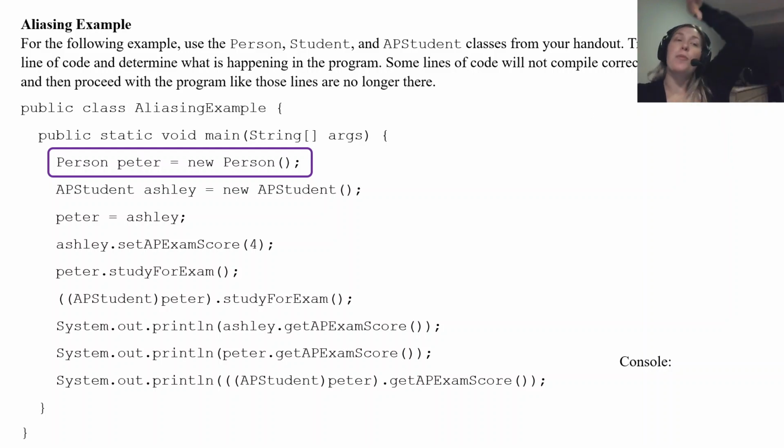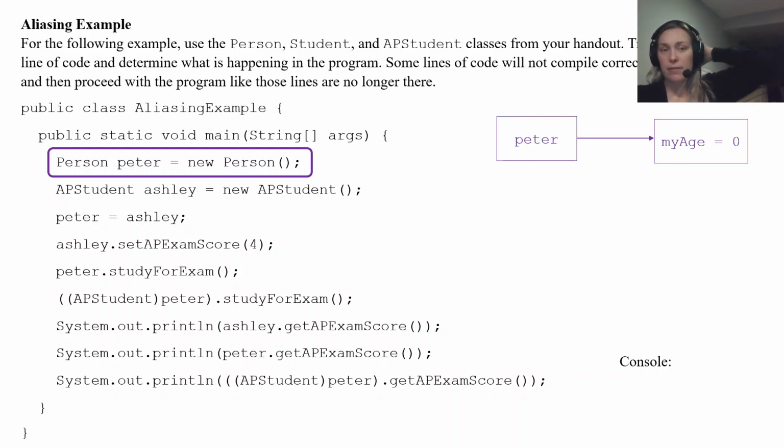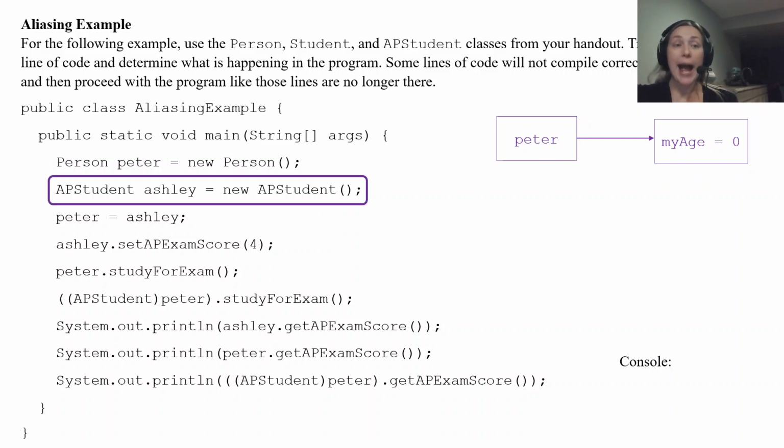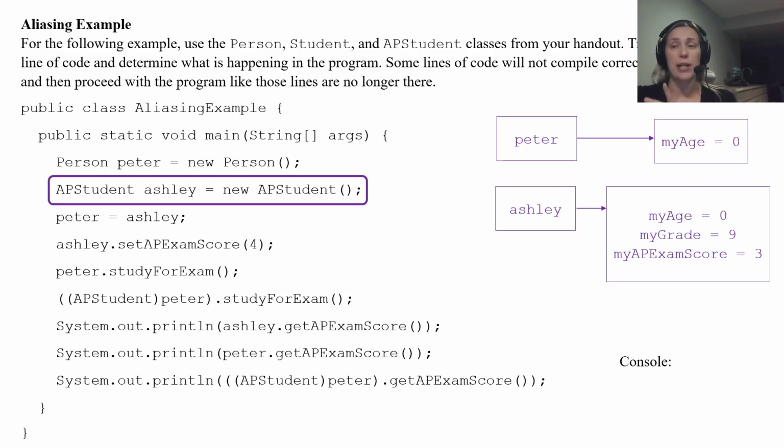Person Peter equals new Person. We love it. This is what happens in memory, right? So if you're a visual person, this is perfect for you. Peter is a new person. My age equals 0. Ashley is an AP student, declared as an AP student, created as an AP student. So here she is. This is the default constructor creation for an AP student. My age is 0, my grade is 9, my AP exam score is 3.